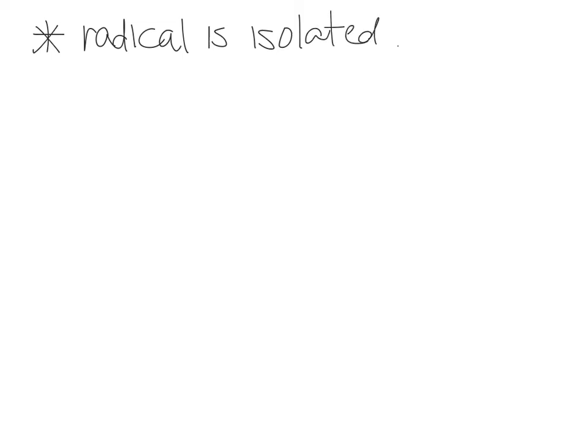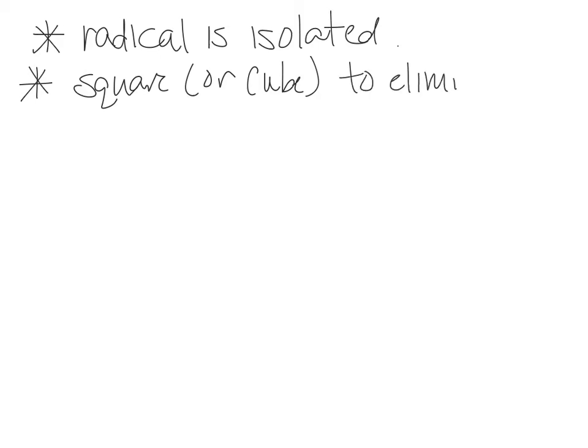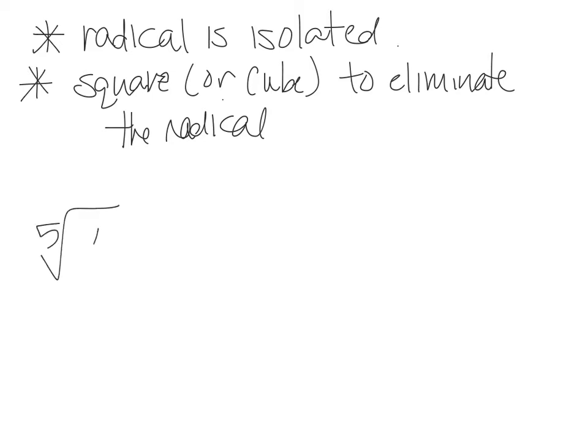So what did we do first? We always isolate the radical, just like when you're solving for a variable. And then once the radical is isolated, you're going to square or cube to eliminate the radical. It's just our basic algebra steps, but we're getting rid of something different. In fact, even if you had a 5th root of something, you would raise it to the 5th power to get rid of it, okay?